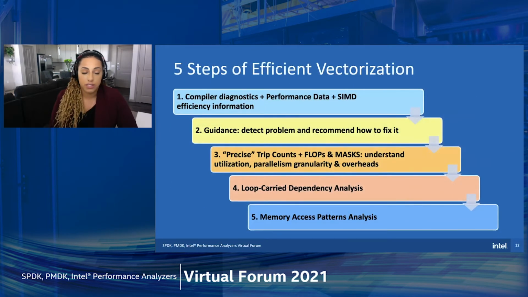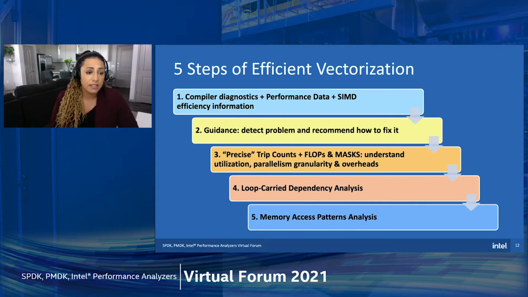We've actually gone ahead and put together what we consider to be 5 steps of efficient vectorization. So number 1, compiler diagnostics, performance data, SIMD efficiency information. So this is going to be kind of referring to that last slide. It's just going to be some information on where you are right now in terms of vectorization of your application. Just kind of a snapshot of where you are currently.